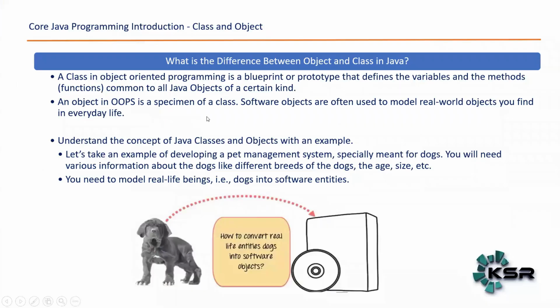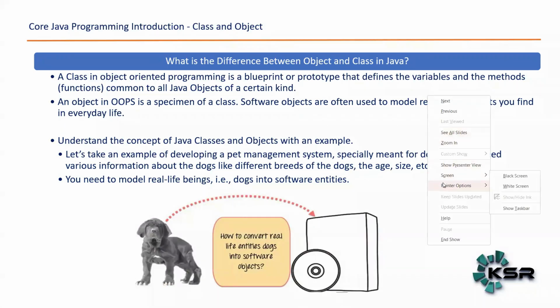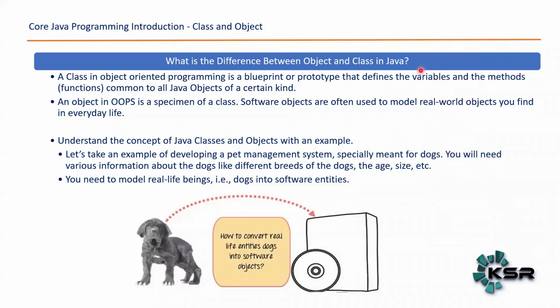So a class is a blueprint or prototype that defines our variables and methods, right? Variable, we are talking about your account number. Method, we are talking about your bank balance. In the bank balance, you pass your account number and you will be able to get your balance. So that's what we call an object: variable and method. So understand the concept of Java class and object.